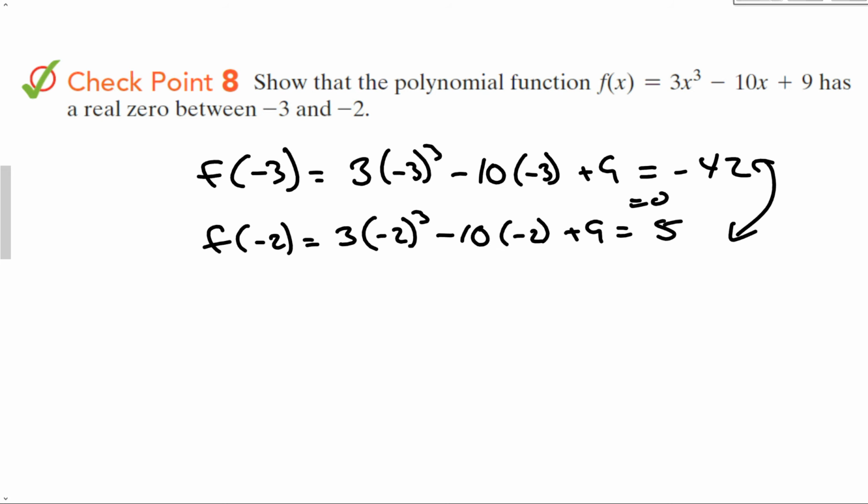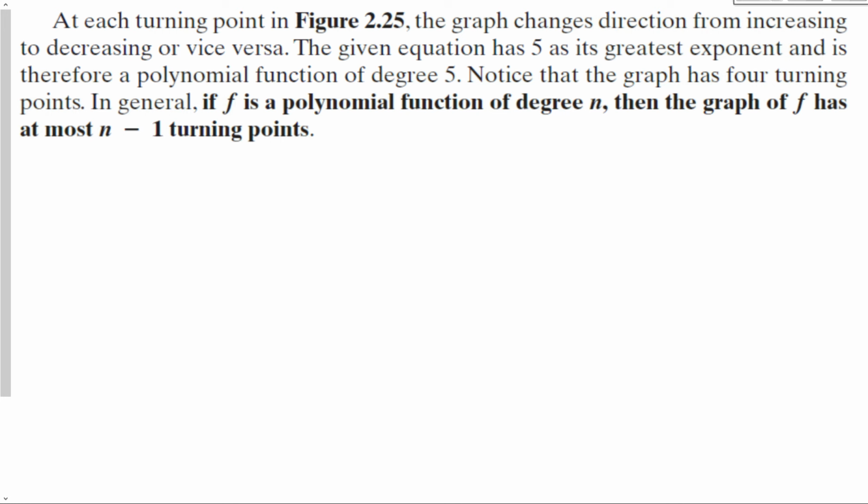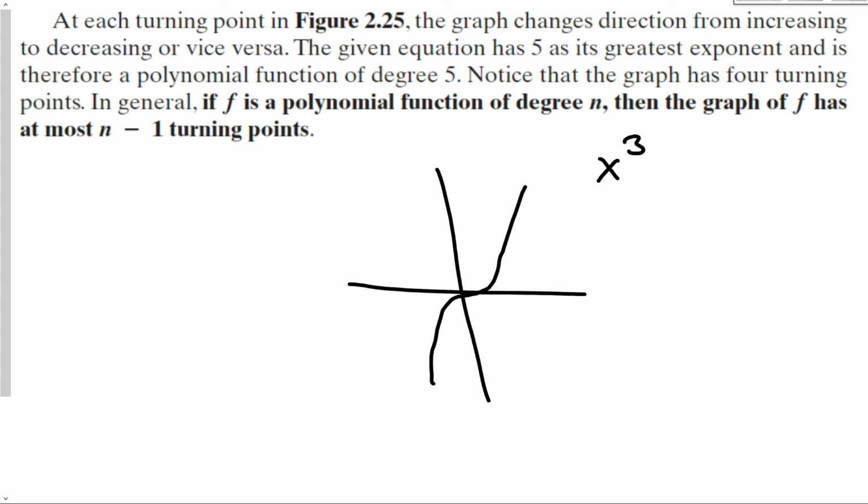In general, and in bold, must be important, in general, if f is a polynomial function of degree n, then the graph of f has at most n minus 1 turning points. It does not have to have that many. It can only have up to that many. And we can see that by looking at the parent function for x to the third. The parent function for x to the third has no turning points. Other cubic functions might have 2 turning points, n minus 1, the exponent minus 1.